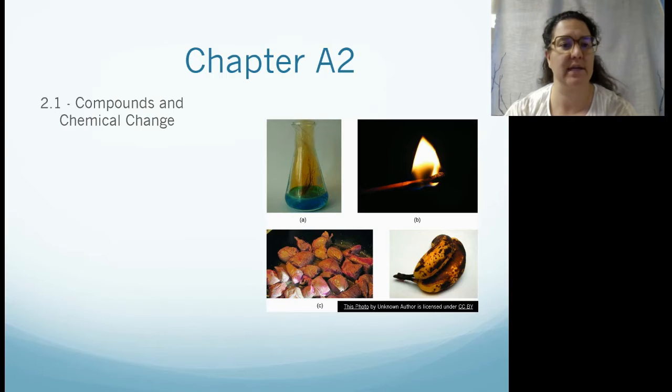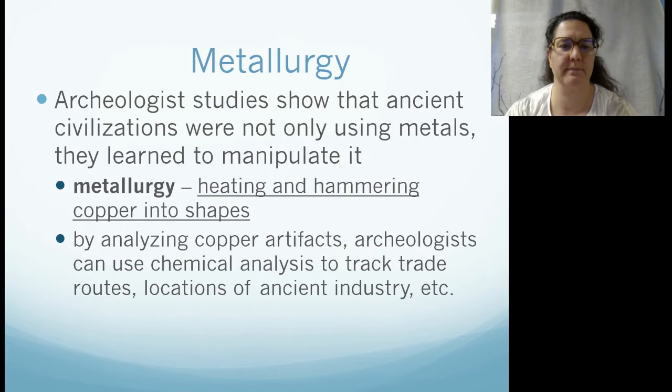And this original first section is on chemicals and chemical change and compounds. So we're going to talk about some terminology, including some ancient terminology. One of them is metallurgy, which is the heating and hammering of copper into shapes. Archaeological studies show us that ancient civilizations were not only using metals, but they learned how to manipulate it. So metallurgy is a really old technology.